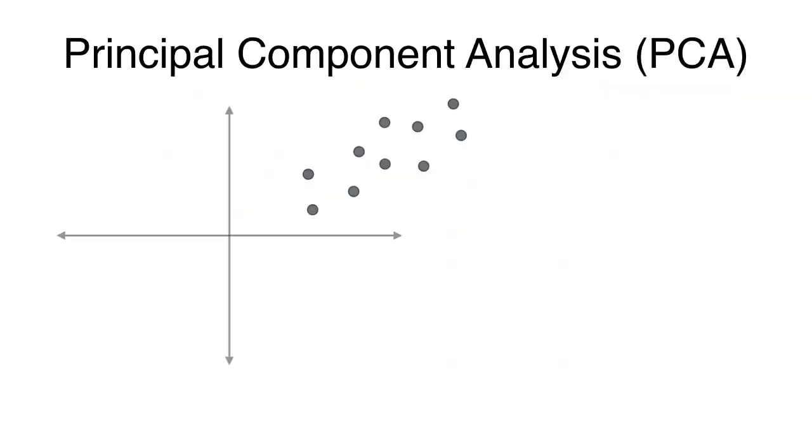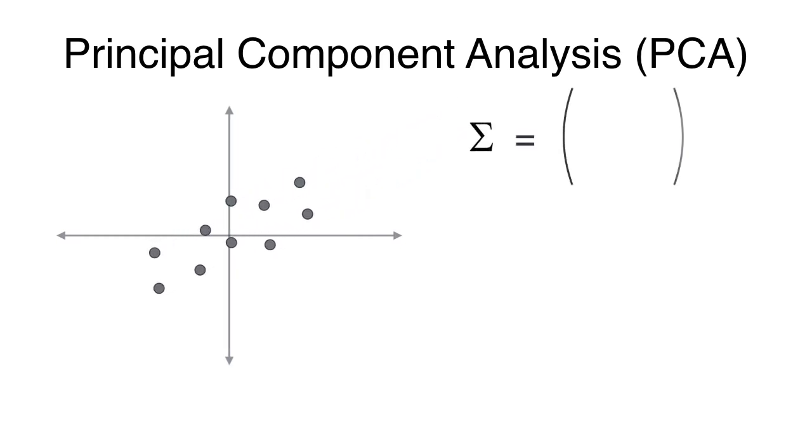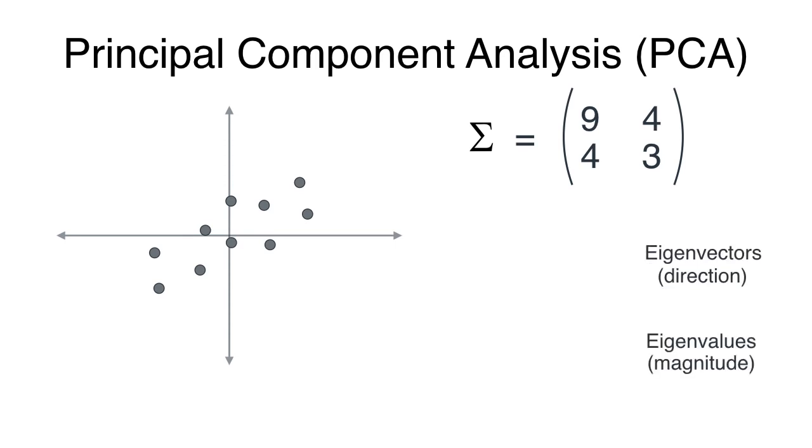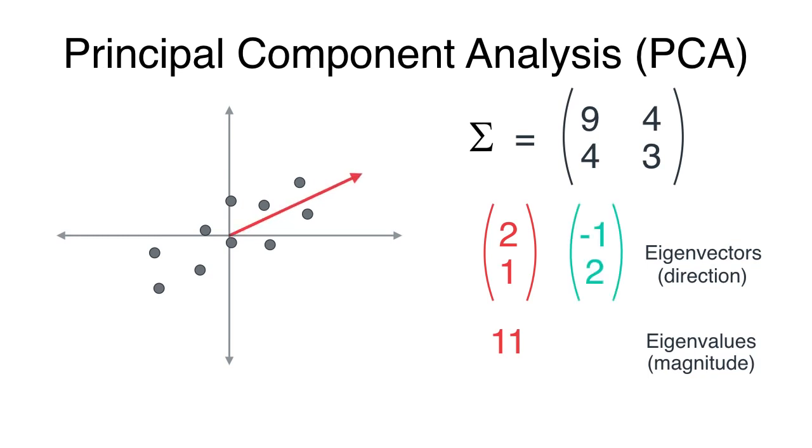Okay, so now we're ready to do PCA. First, we start with a data set and we center it. Now we calculate the covariance matrix, which as we saw, the x variance is 9, the y variance is 3, and the covariance is 4. So this matrix has eigenvectors, which give us direction, eigenvalues, which give us magnitude. The first one is direction 2, 1, and magnitude 11, which is this one over here. The second one is direction minus 1, 2, and magnitude 1, which is this one over here.